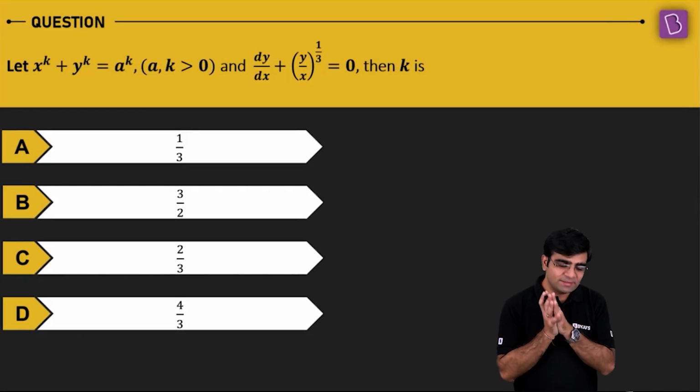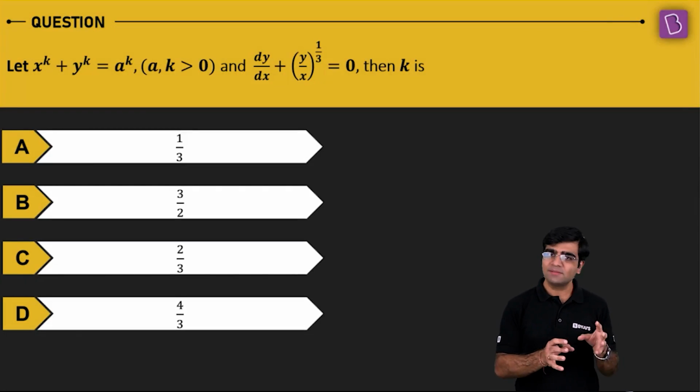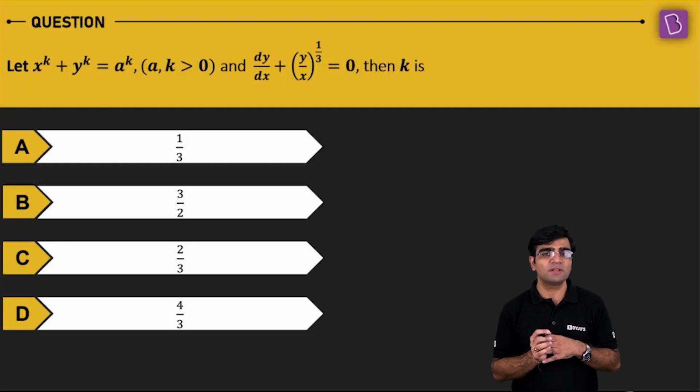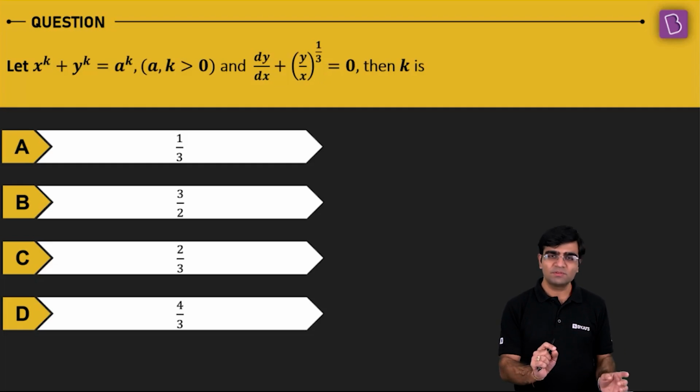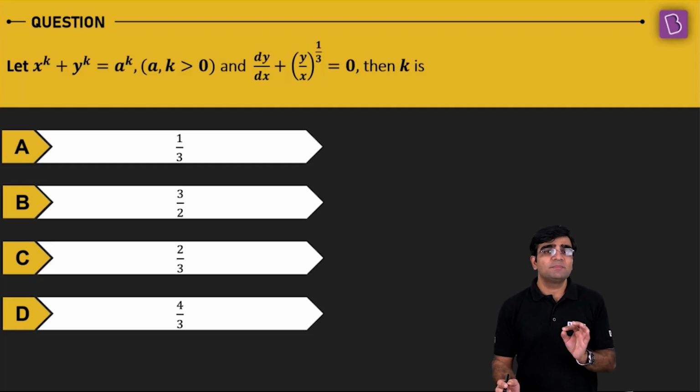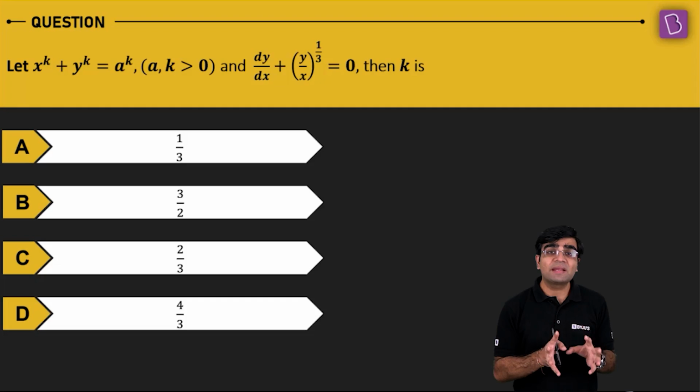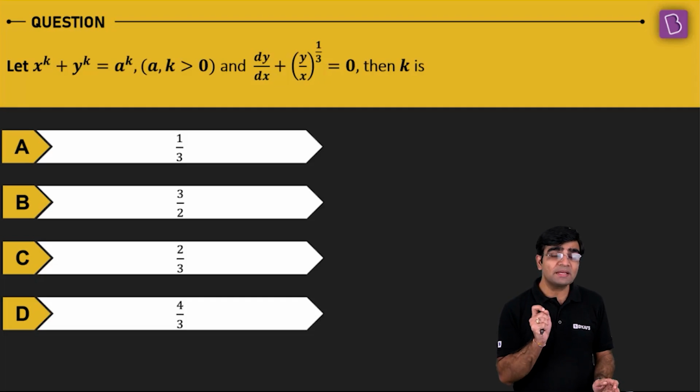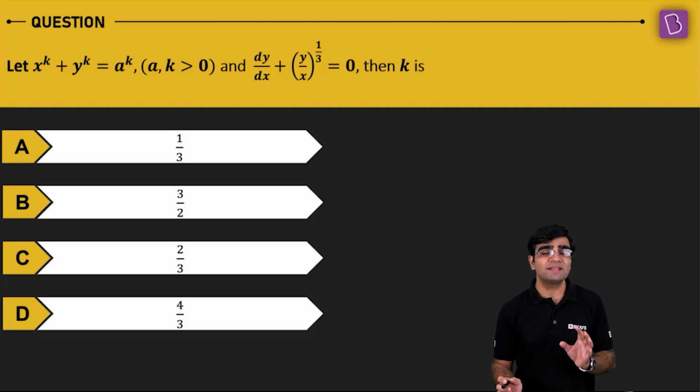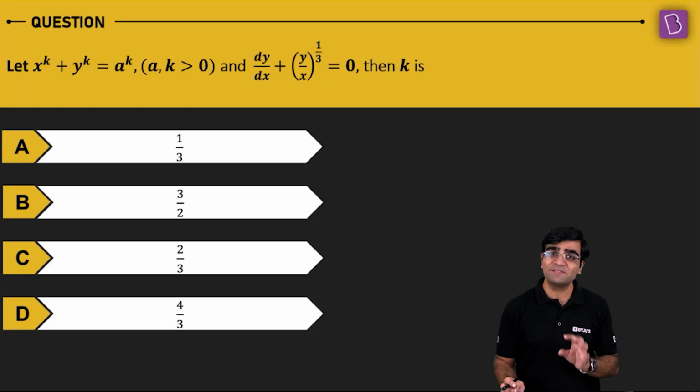Now, please read this question. The question says: let x raised to k plus y raised to k equal a raised to k, a, k greater than 0. And some relation is given: dy by dx plus (y by x) raised to 1 by 3 equal to 0. Then they're asking the value of k. One concept, differentiation, simple adjustment. Please try to grab these questions and always be very sure that you make no mistake, not even the slightest mistake in such questions. These are freebies, guys. In the examinations of mains and all, these questions are freebies.